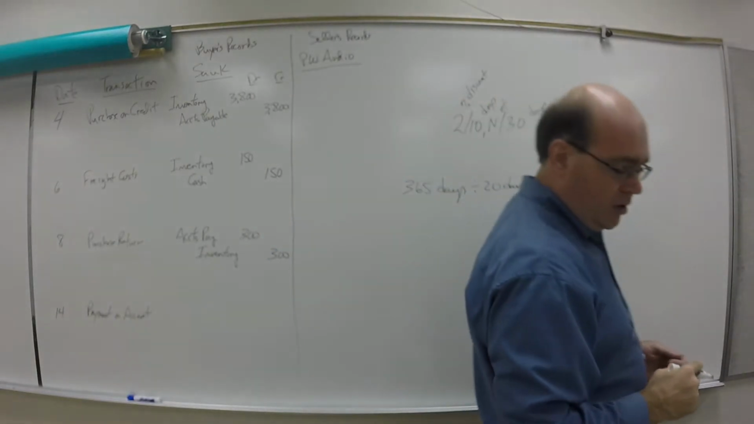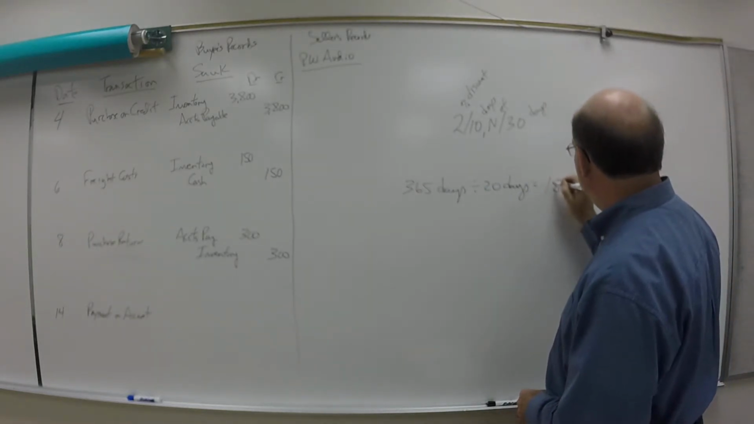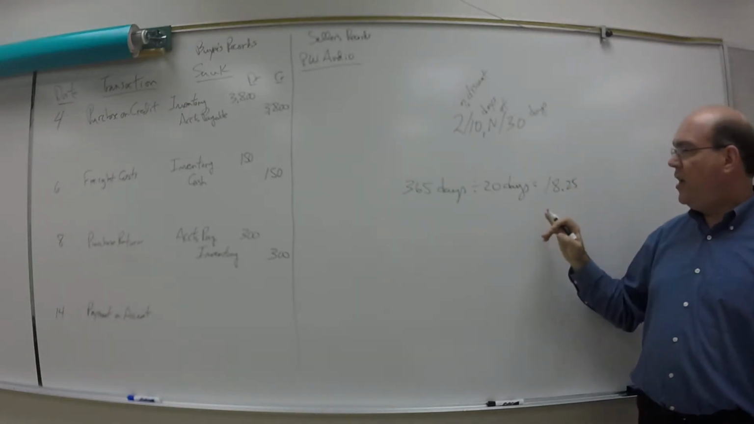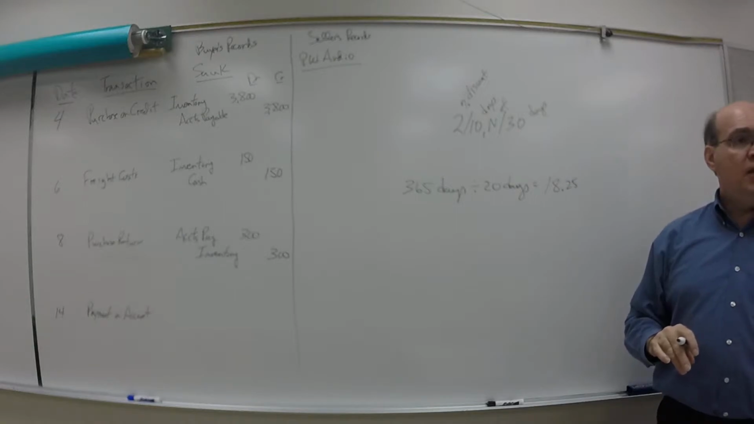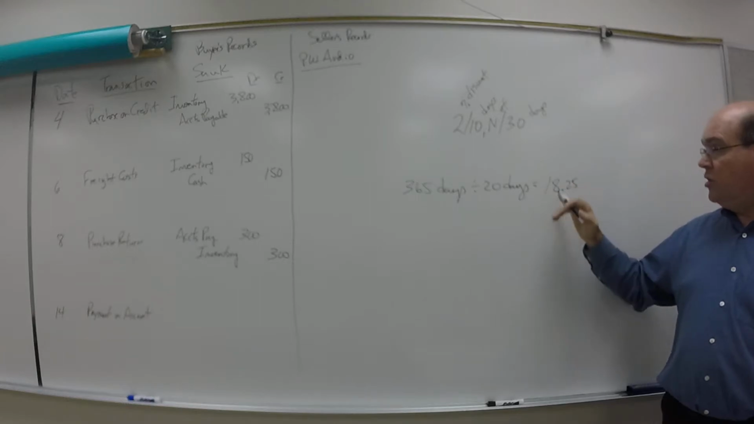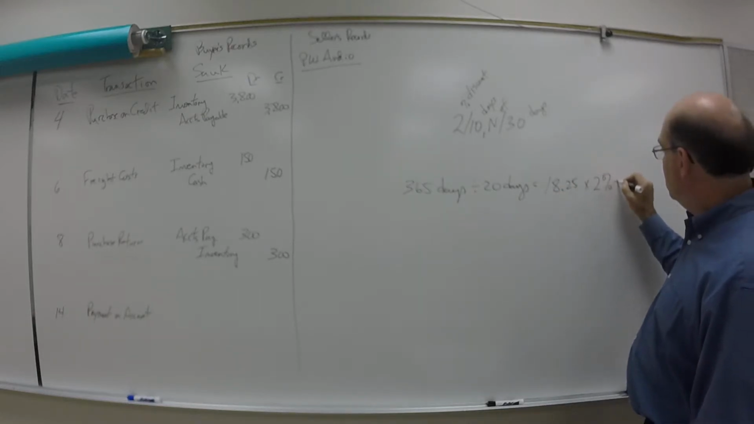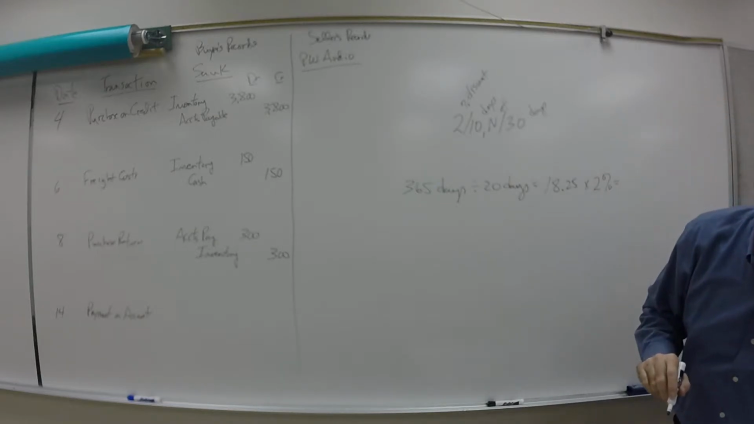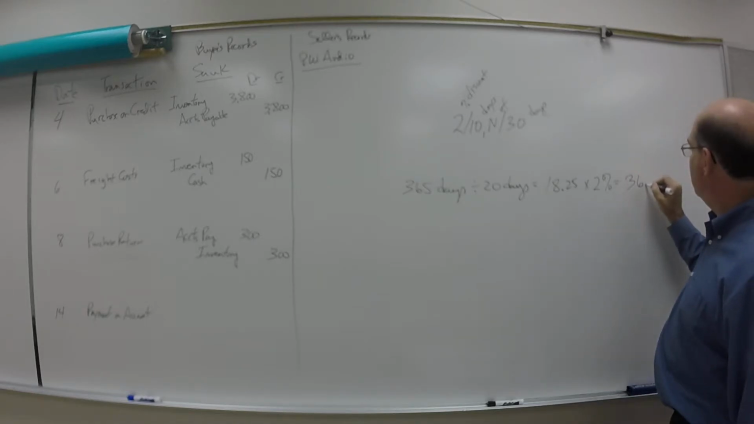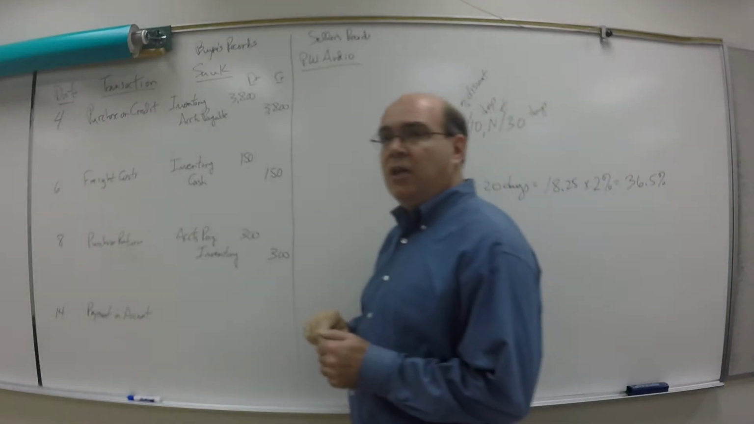how many periods is that going to be? It works out to be 18.25 periods. There are 18.25 periods of 20 days. You're getting 2% for each one of those, right? Because if you did this for every one of those, you'd get 2% 18 times. What's my number there? 36.5. That's a 36.5% annualized return.